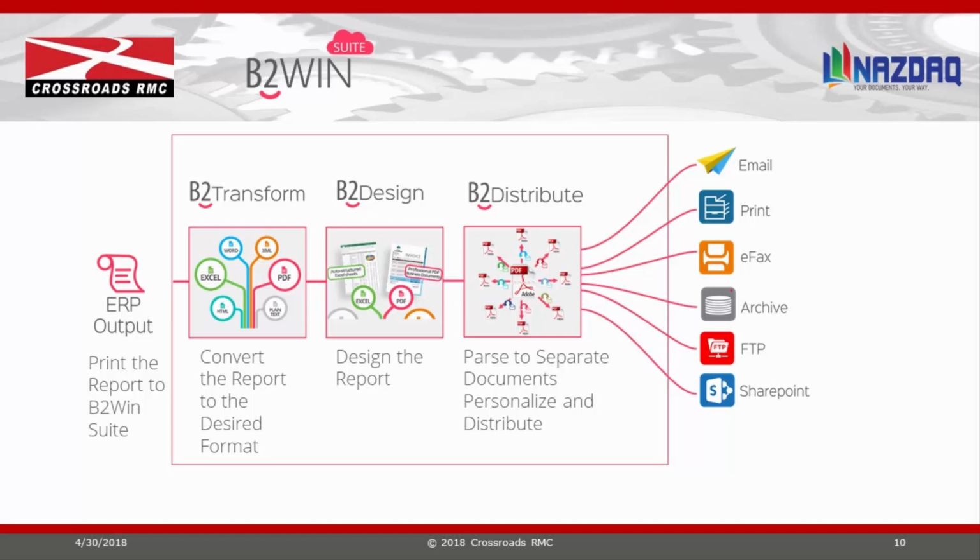B2 Distribute has a smart engine. What the smart engine does is it parses the documents. So let's say you have 1,000 purchase orders or invoices. The B2 Distribute knows how to parse those into separate documents based on a key that you choose. It could be the PO number or the invoice number or the business partner name, and it will parse it.